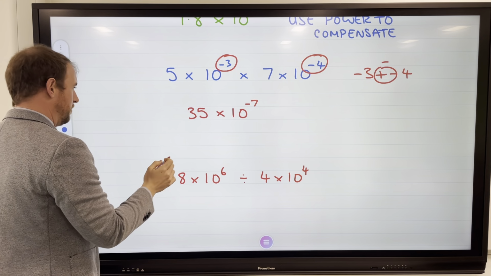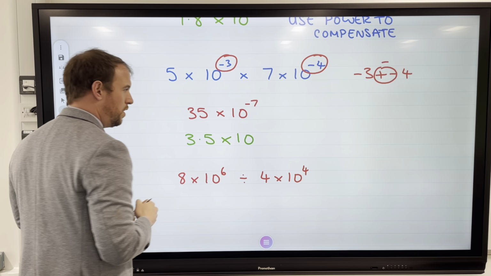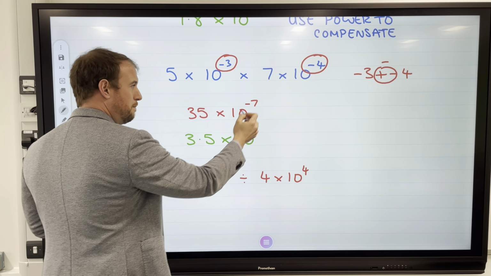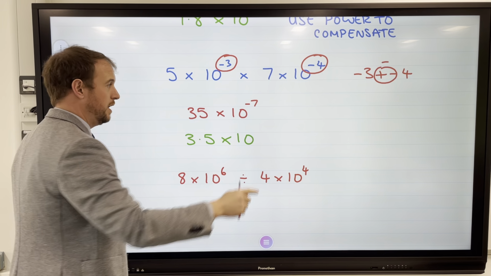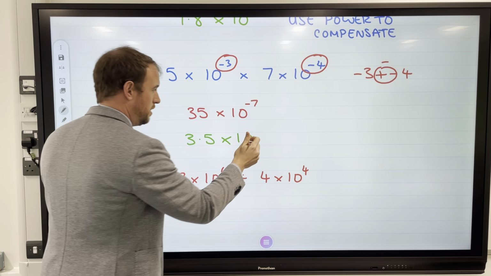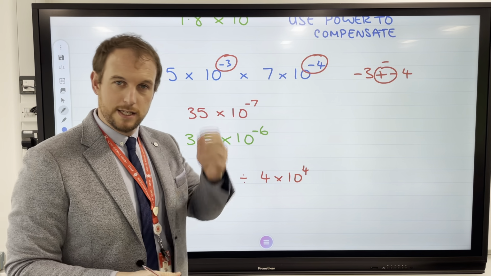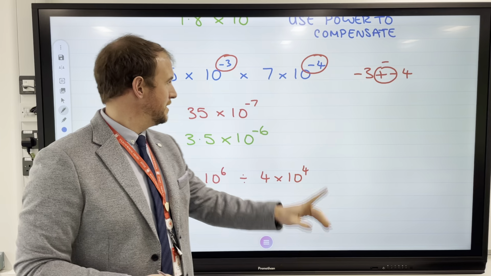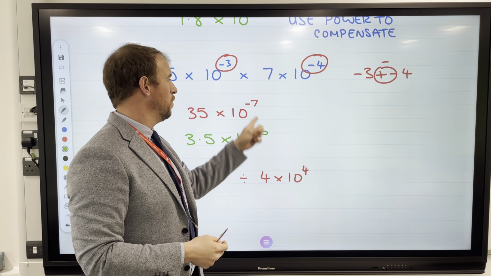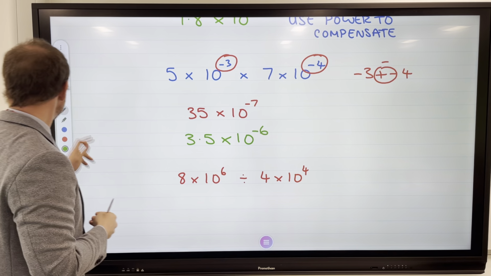This is not standard form though. So it needs to be 3.5 times 10 to the power of, if this has got smaller, this needs to get bigger. Think of the number line again. If I'm on minus 7, one step bigger is minus 6. I know you're tempted to think 7, oh, bigger, 8, but when it's negatives, think of temperatures. Minus 6 is a bit warmer than minus 7, so it's got to be one step bigger to overcompensate.